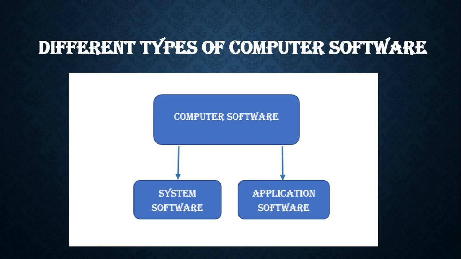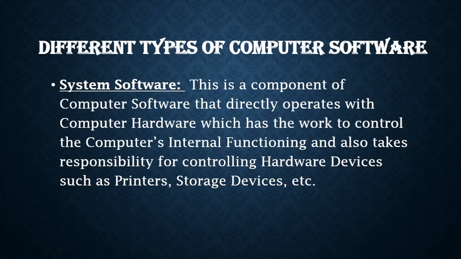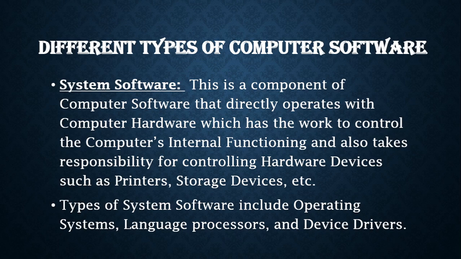So let's discuss them. First thing, system software. This is a component of computer software that directly operates with computer hardware, which has the work to control the computer's internal functioning and also takes responsibility for controlling hardware devices such as printers, storage devices, etc. Types of system software include operating systems, language processors, and device drivers.